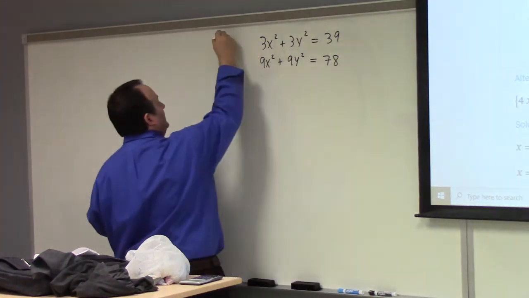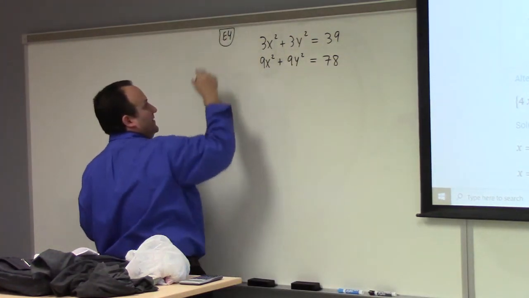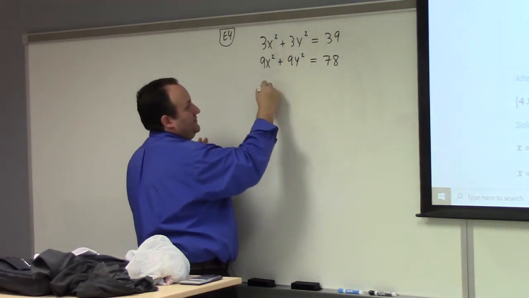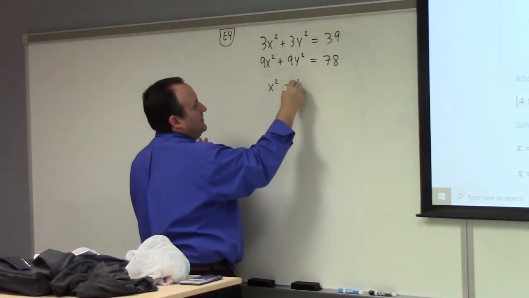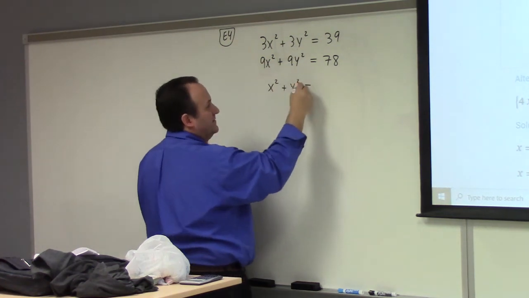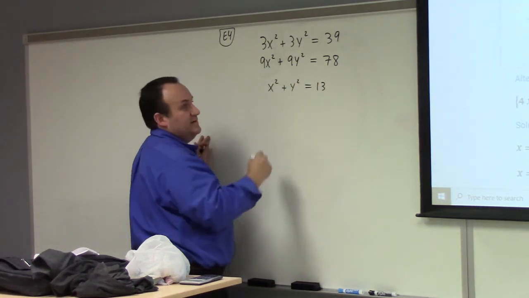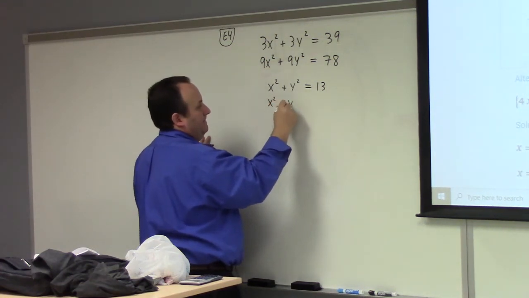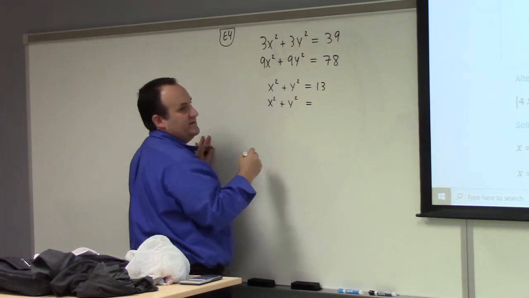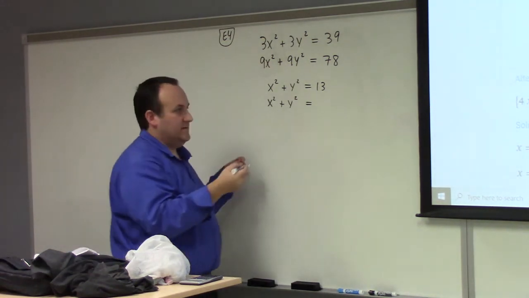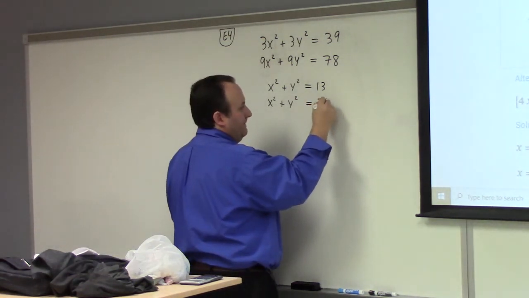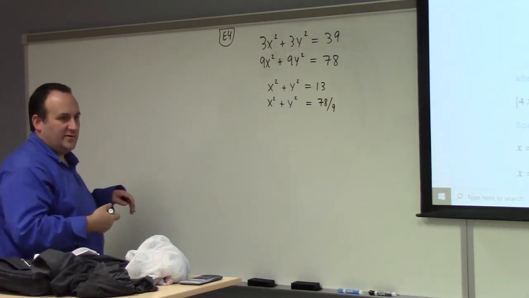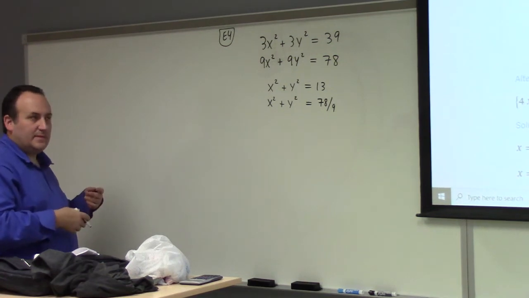So this one, goodness, we could take an algebraic approach. Certainly we could. This gives me, and maybe we should do that, I don't know. So this is x squared plus y squared, divide by 3. 39 over 3 is 13. The second one, divide by 9. 78 over 9 is what? Nothing pretty. It is what it is, 78 over 9. Like 72 over 9 is 8.